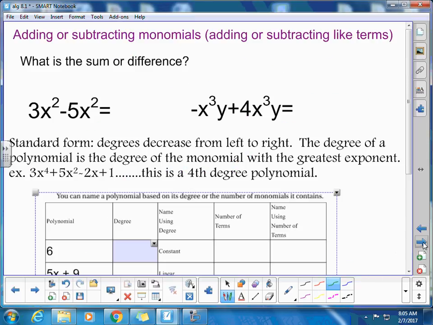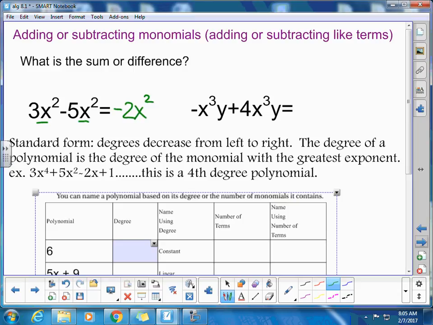So we can add or subtract monomials. It's just like combining like terms. What's the sum or difference in this case? And you see we have variables raised to the exponent of 2. So they are like terms, so we can combine them. We have 3x squared, and then we're going to take away 5x squared. So we are minus 2x squared.